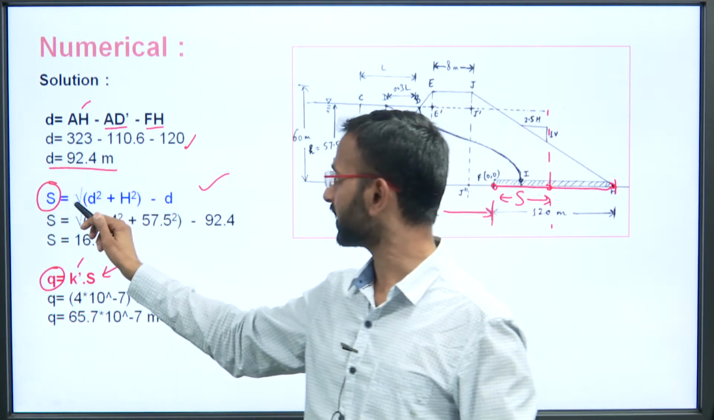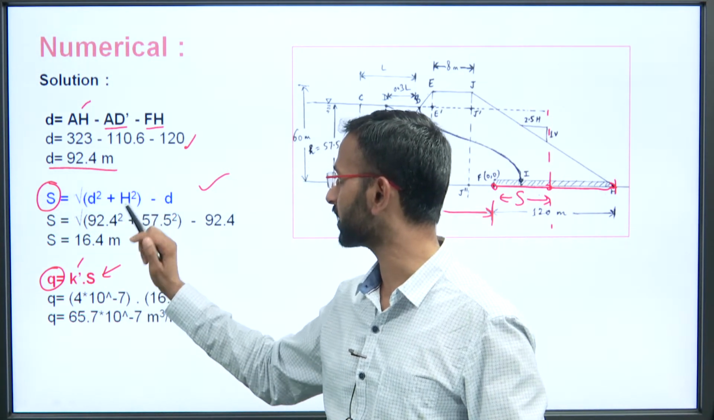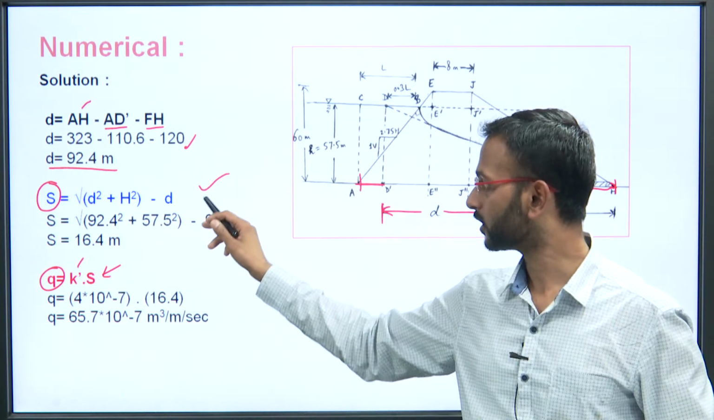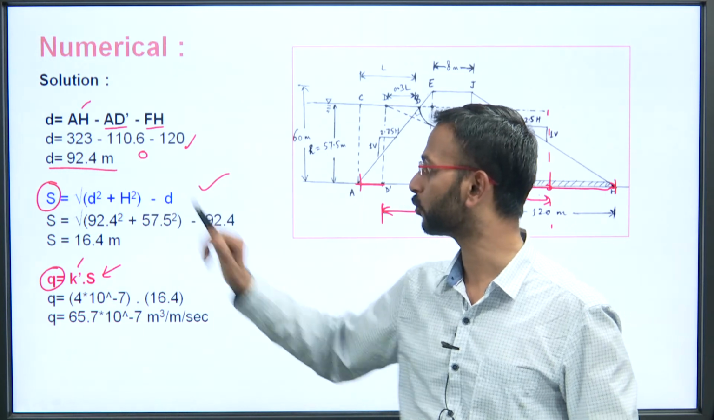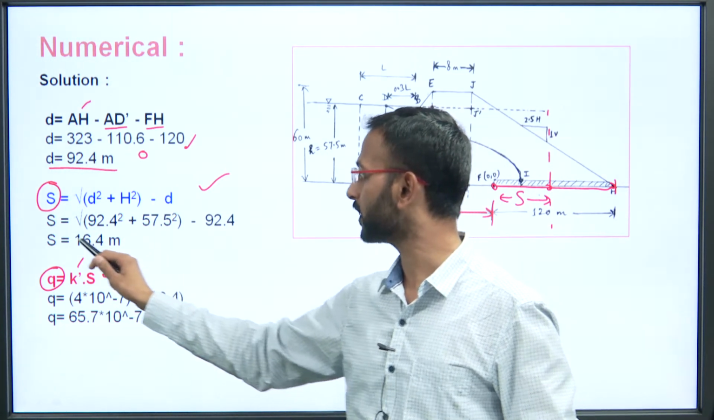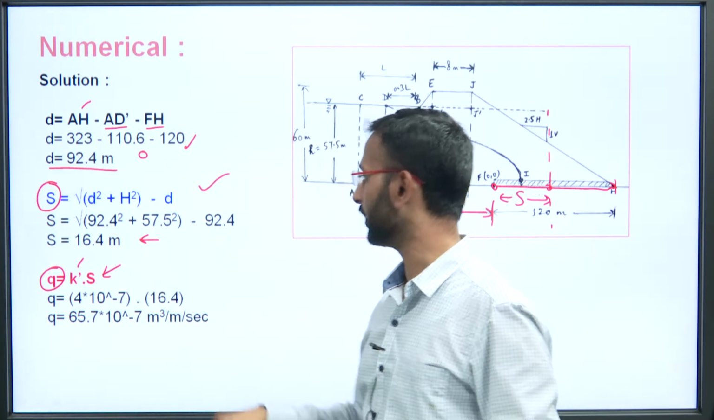So, how to find out this S? That is equal to root of D square plus H square minus small d, that is, you have found out here, this thing 92.4 meters here. So, when you put in the values, S comes out to be 16.4 meters.